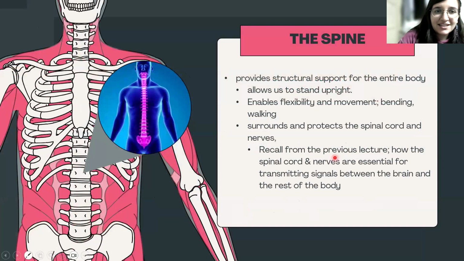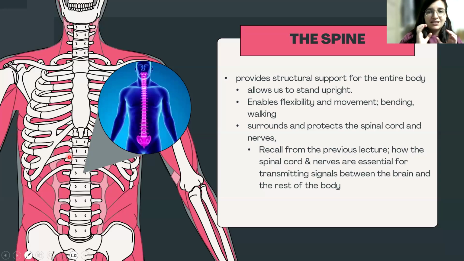Okay, next is the spine. Remember the nervous system that we studied? We studied the spinal cord. The spinal cord is hidden in the spine. Okay, inside the spine, you will find the spinal cord. So again, the spine is the main part of our backbone. It provides structural support to the whole body, and it allows us to stand upright. Okay, it allows us to bend as well.